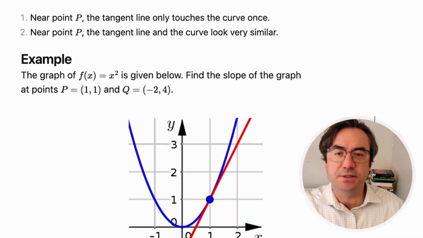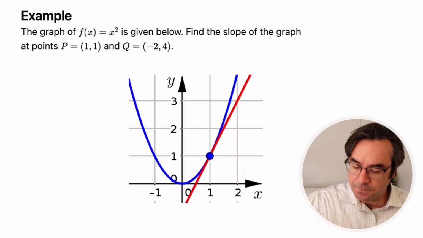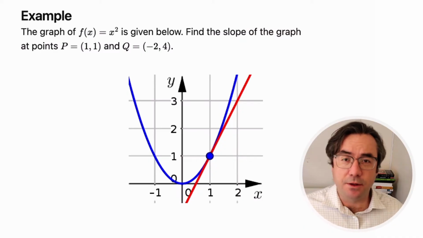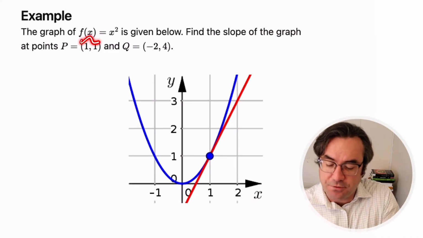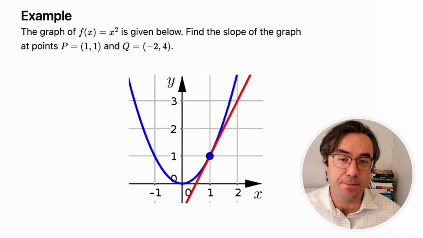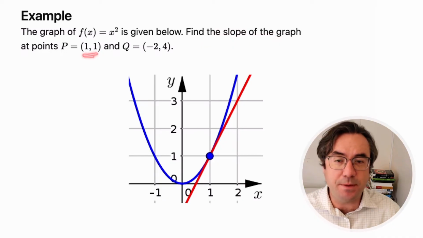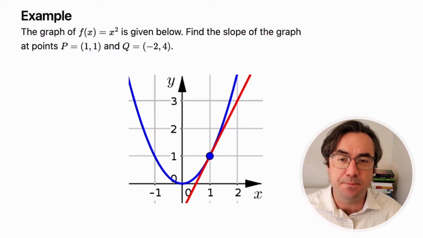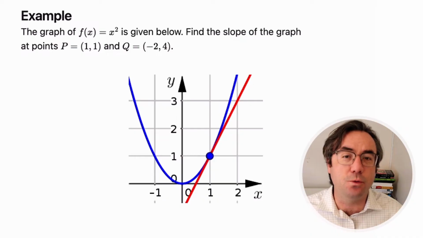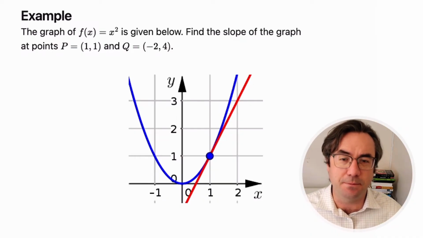And we're going to try a couple examples here. So let's look at this parabola one a little bit more closely. The function in this case is x squared, and we have the graph below, and we want to find the slope of the graph at point P with coordinates 1, 1, and then we're going to do it again for point Q with coordinates -2, 4.